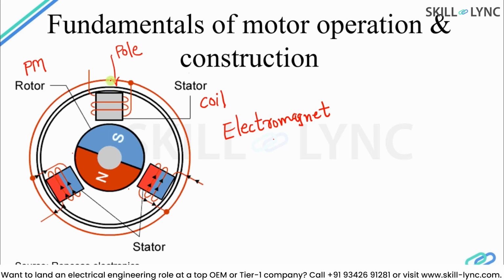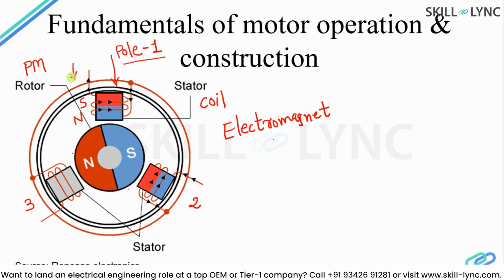Now let's pay attention to pole number 1. Here there are three poles, pole number 1, 2 and 3. They are 120 degrees apart from each other, and they have three-phase winding. Now let's take the case of pole 1. Whenever pole 1 is energized with the current flowing in the downward direction, the orientation of the magnetic pole is such that it produces an N pole on the bottom side and an S pole on the top side. This is the effect of the current flowing in the downward direction.